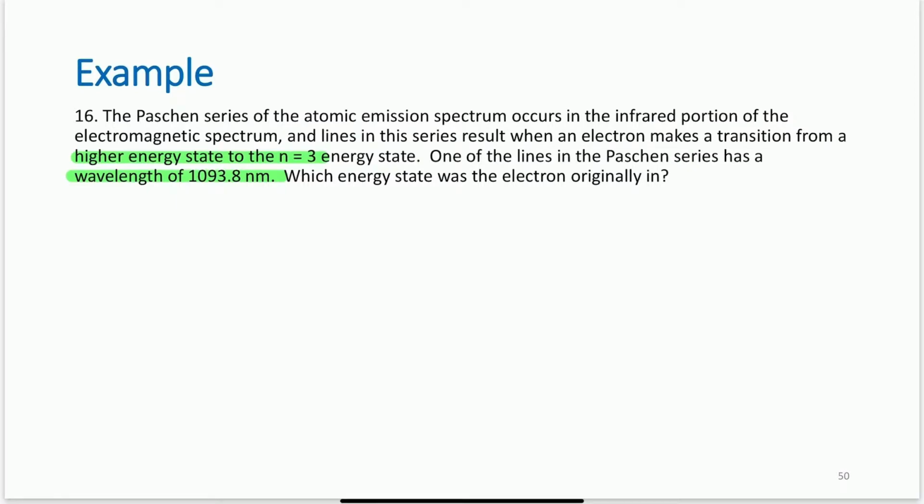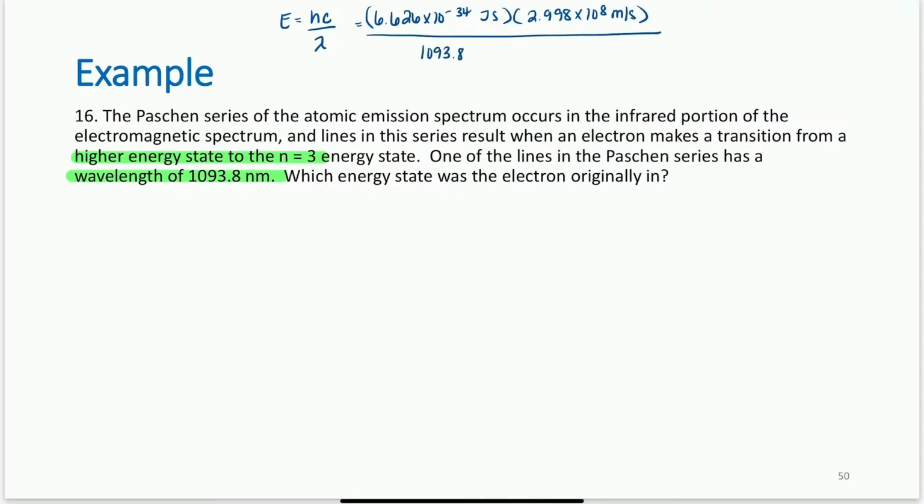Well, let's see. I know that I have a wavelength here, so I'm going to figure out what the energy was of this, that resulted from this wavelength emission. Energy is equal to hc over lambda. H again, Planck's constant, 6.626 times 10 to the minus 34 joule seconds. Speed of light, 2.998 times 10 to the 8th meters per second. And wavelength, 1093.8 nanometers. I do need that in meters, so I'm going to convert that to meters. That cancels out my nanometers. That cancels out my meters. That cancels out my seconds. This is going to give me the energy transition.